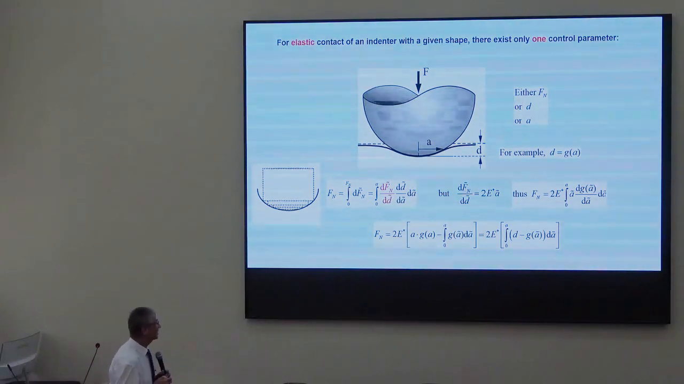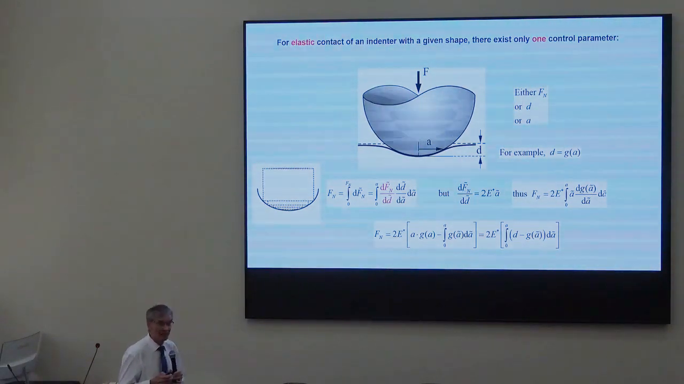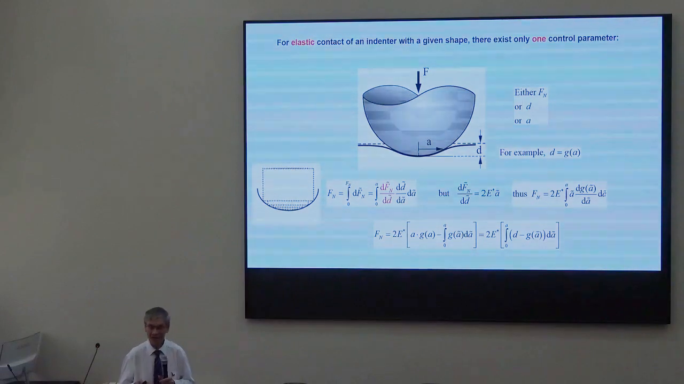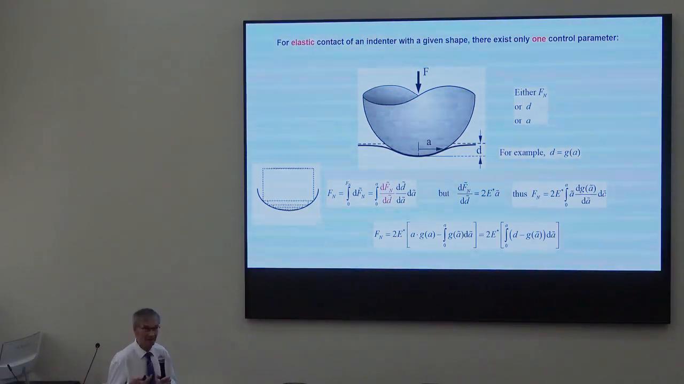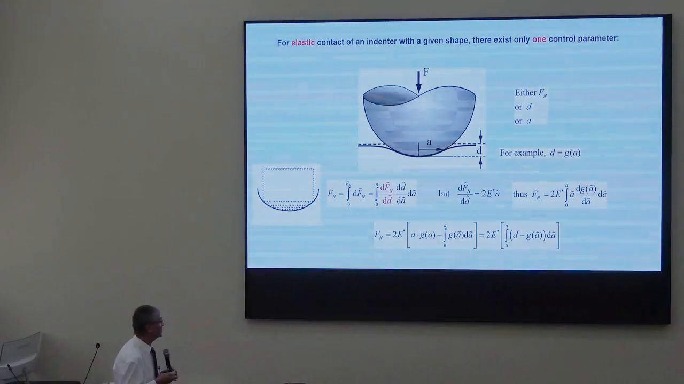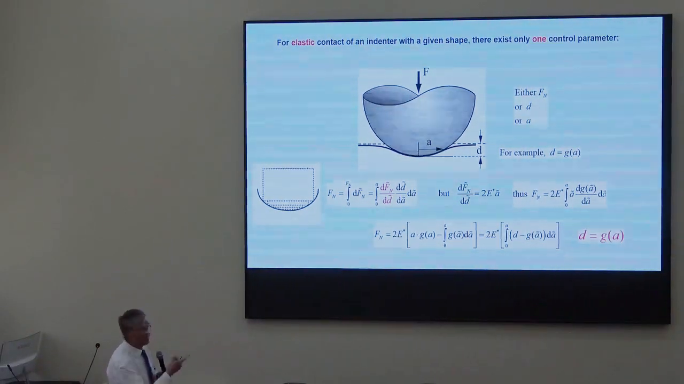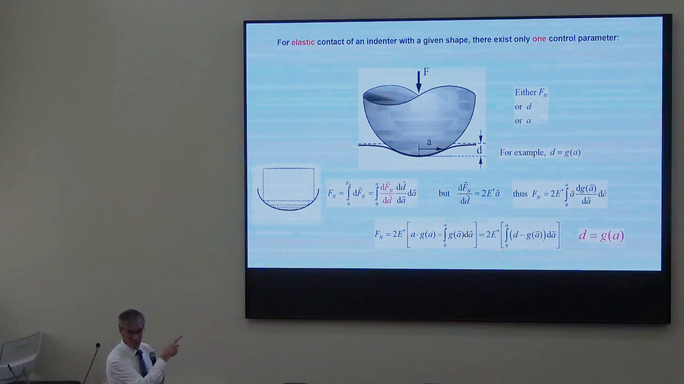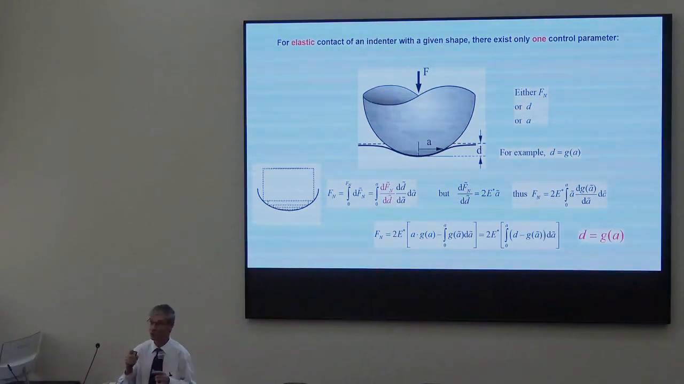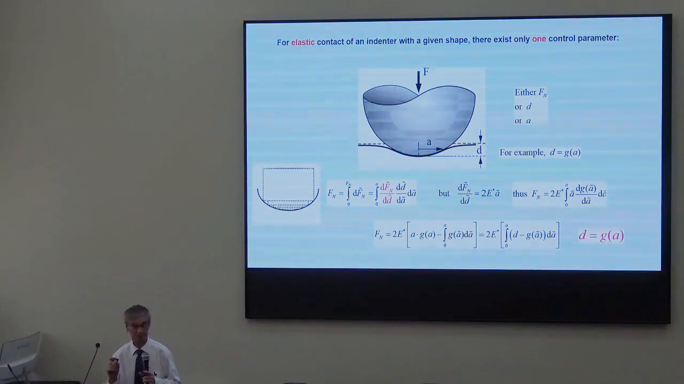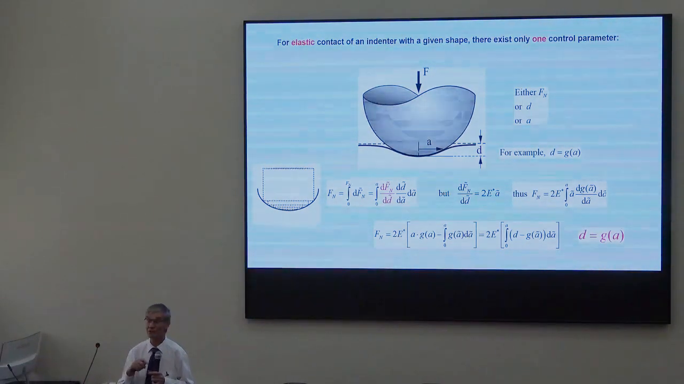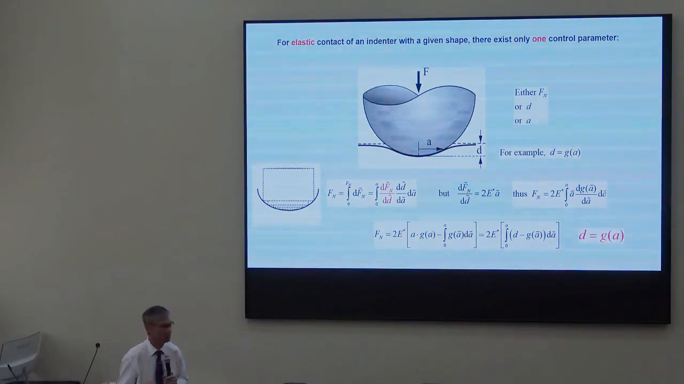This is the derivation, and with the same procedure, every other function, every other variable can be determined. For example, due to this procedure, we have found the physical sense of the equivalent profile, g of a. This is just the dependence of the indentation depth on the contact radius.